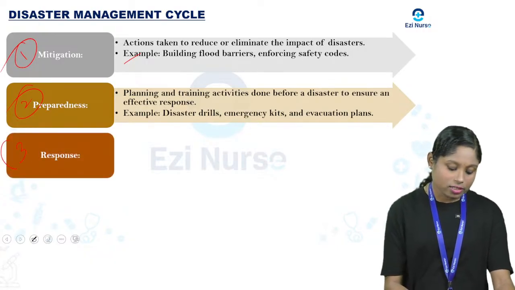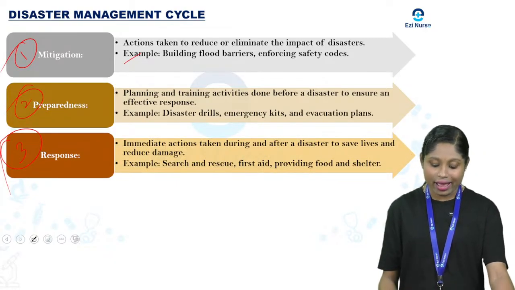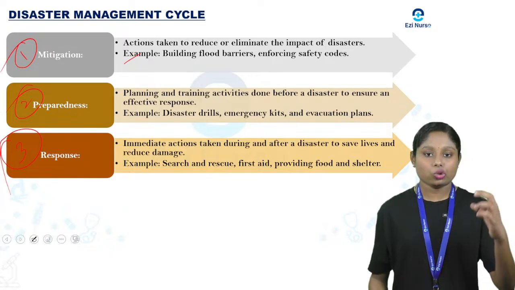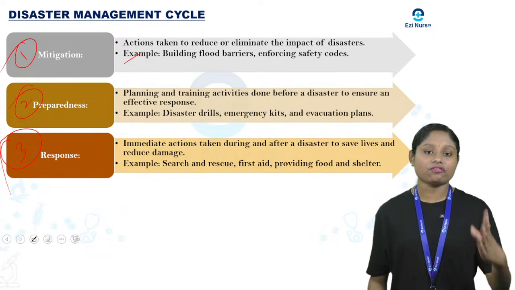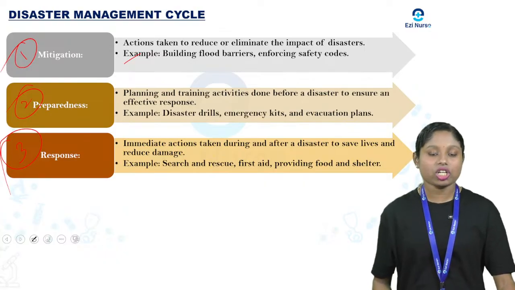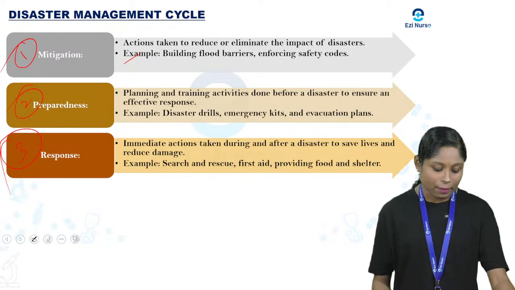The third step is response. What is response? Immediate actions taken during and after a disaster to save lives and reduce damage. To reduce damage and save lives, we need to act immediately after the disaster. That is what is called response. Examples: search and rescue, first aid, providing food and shelter.